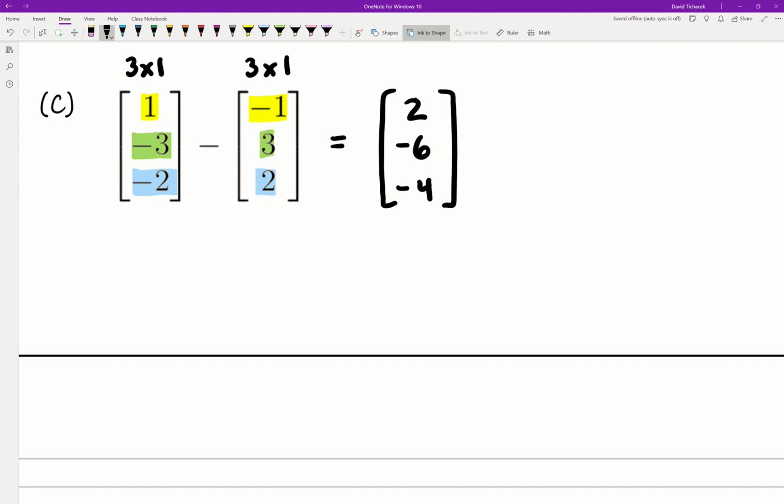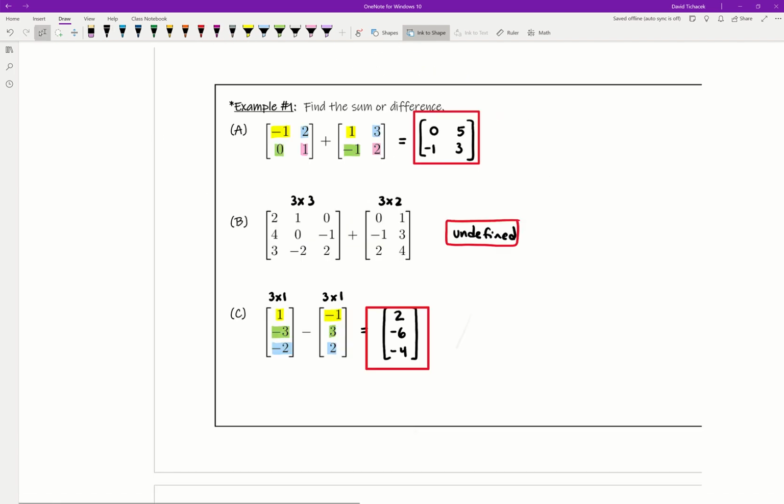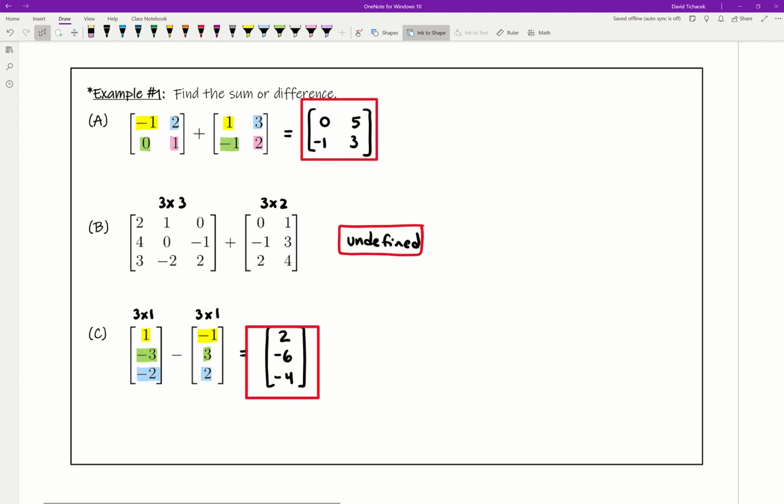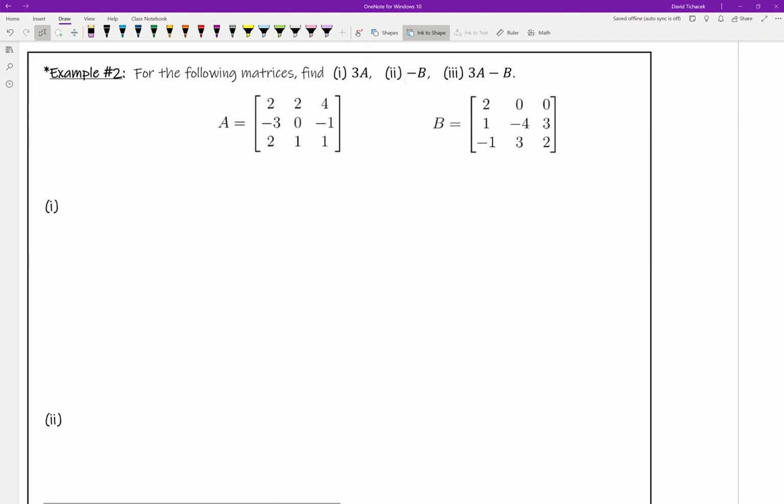And so once we wrap that up with a set of square brackets, we are going to call that one done. So very, very simple to do. Again, the most important tip that I have for you is just to make sure that you are checking the orders first before you start adding corresponding entries together. They have to match in order for us to add and subtract matrices.